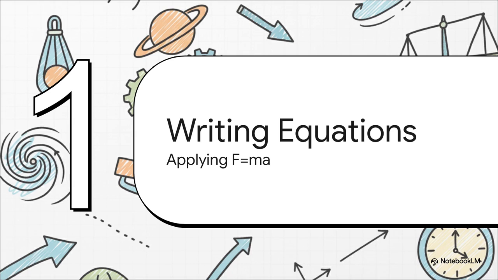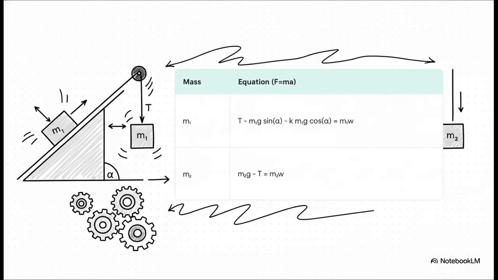All right, our diagrams are set. Now for the really satisfying part, translating those pictures into the language of physics. We're going to apply Newton's second law, F equals ma, to each of our masses. And here are our two equations of motion. For mass m1, let's say up the incline is the positive direction. So the net force is the tension, minus the two forces dragging it back, and that whole thing equals m1w.